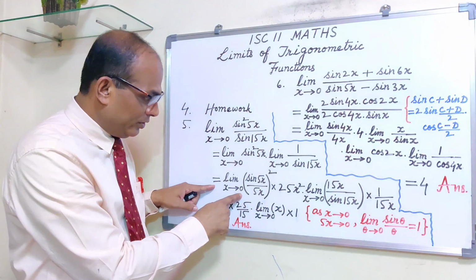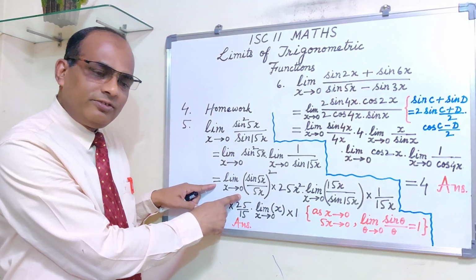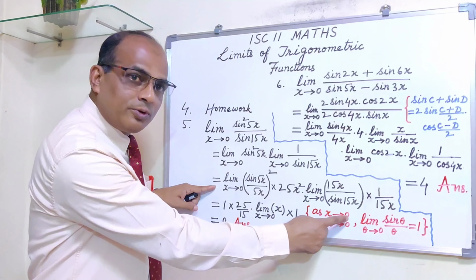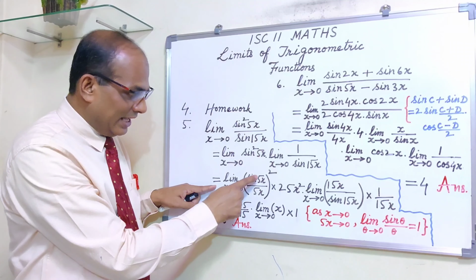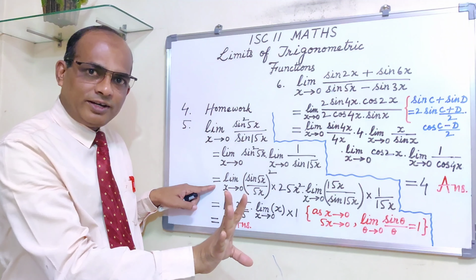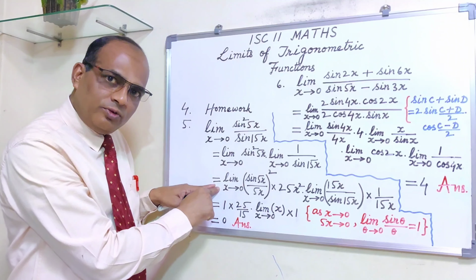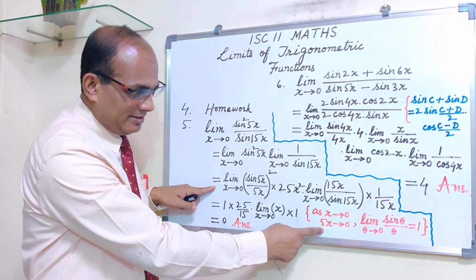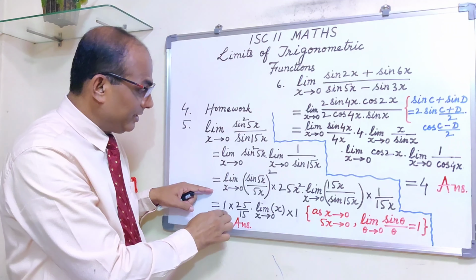You understand? If x approaches 0, then phi x also approaches 0, right? So phi x approaches 0, which you don't write. We write x approaches 0 only because the meaning is the same. As x approaches 0, phi x also approaches 0. So phi x approaches 0, sine phi x upon phi x. That means theta approaches 0, sine theta upon theta. Now this is 1. Got it? Though we are not writing phi x here, we are writing x only, but the meaning is this. As x approaches 0, phi x also approaches 0. Fine. So this becomes 1.